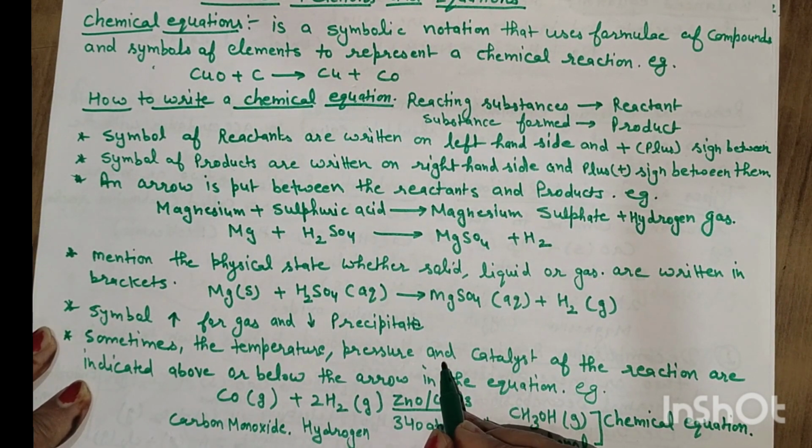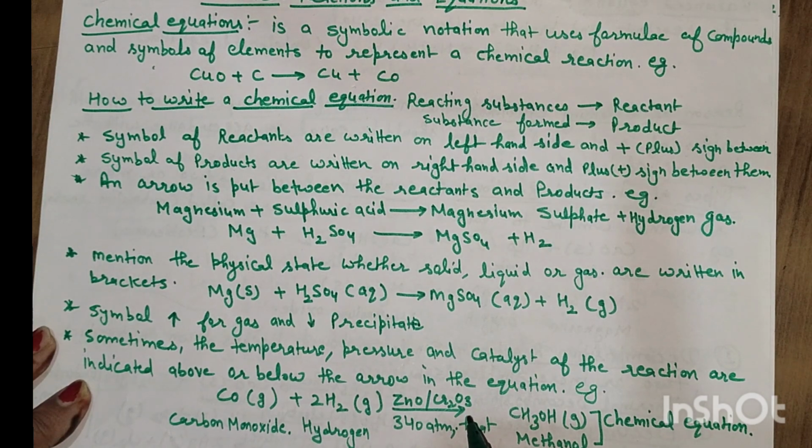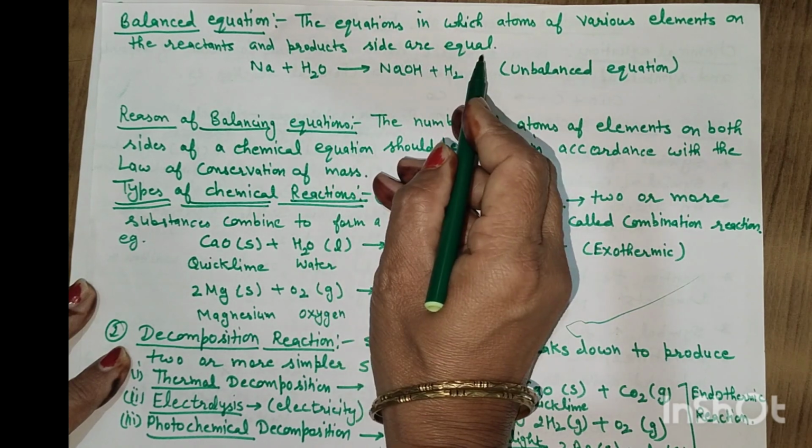Sometimes the temperature, pressure and catalyst of the reaction are indicated above or below the arrow in the equation. For example, CO is a gas plus 2H2 is a gas, and ZnO and Cr2O3 are the catalysts. Catalysts increase or decrease the rate of the reaction; both positive and negative catalysts exist. 340 atmosphere pressure and heat are used in this, and CH3OH, methanol, is formed.